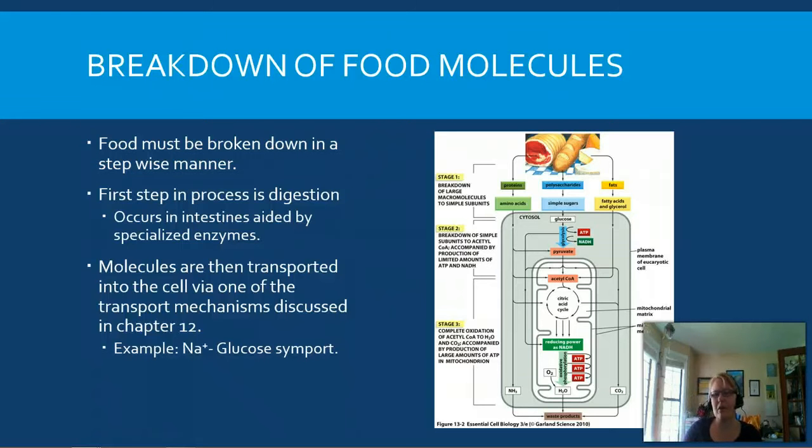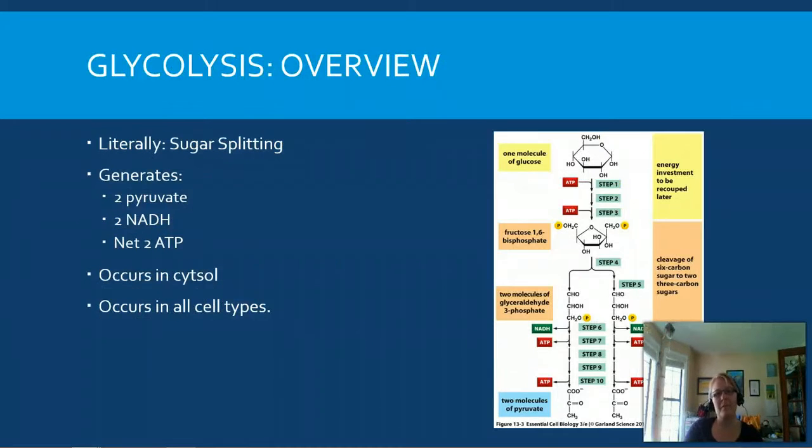Now remember, glucose will enter our cells, as well as other macromolecules, through symports and other transporters that we've talked about. Remember the example we had in chapter 12 is the sodium glucose symport. So think about that as you're thinking about this process here. So let's talk about glycolysis now.